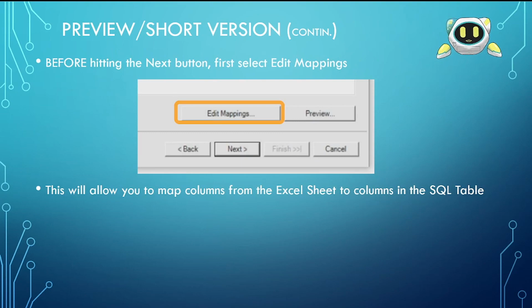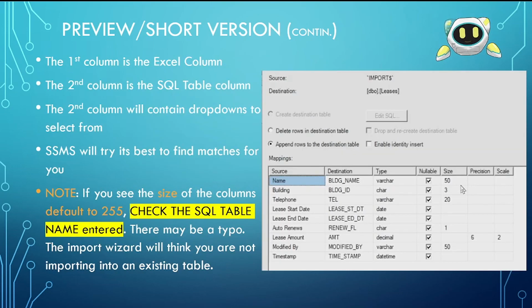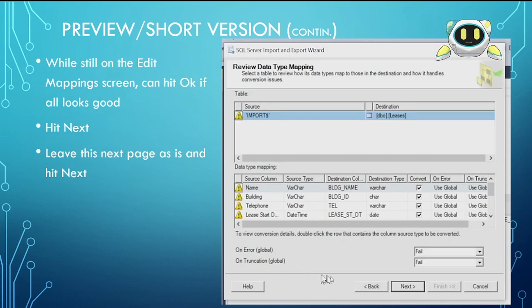Before you continue on, don't forget to hit Edit Mappings. So this is where you will map what Excel column is going to what SQL table column. One thing to note is keep an eye on the size. If you see the size default to 255 for these different columns, stop here. That means you have a typo where you entered the SQL table name. Just go ahead and click OK on the edit mapping screen and hit next.